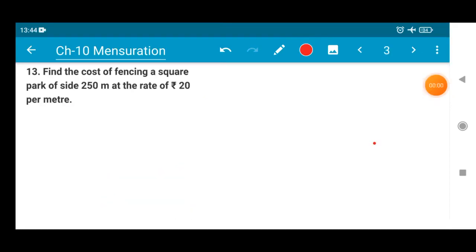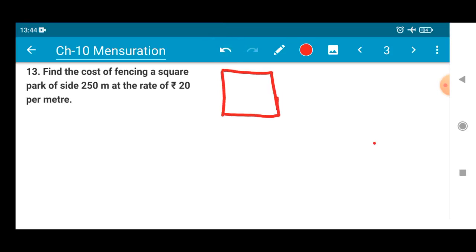Alright. Proceeding to the next question, that is question number 13. Find the cost of fencing a square park of side 250 meter at the rate of 20 per meter. So the question is very different from the previous question, where we were using the formula for perimeter and all. But here what we have to do is find the cost of fencing of a square park. So there is one square park.